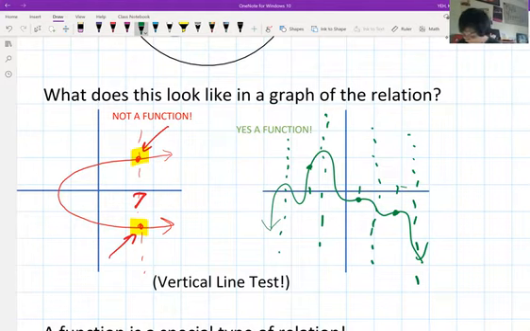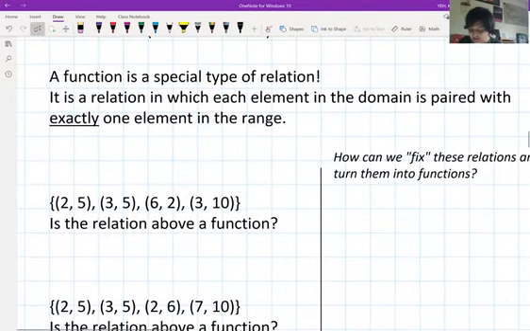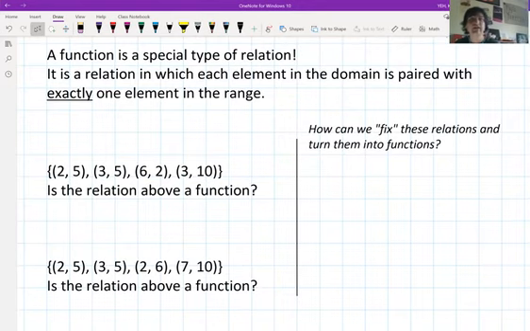All right, so if it's true that each x can only go with one y, then are those two discrete relations on the screen right now, are they actually discrete functions? Let's take a look at the first one. We've got 2 going to 5, so 2 comma 5. We've got 3 going to 5. Is that a problem? No. We can have multiple y's on our graph, but each x can only go with one y. 6 comma 2 is not a problem.